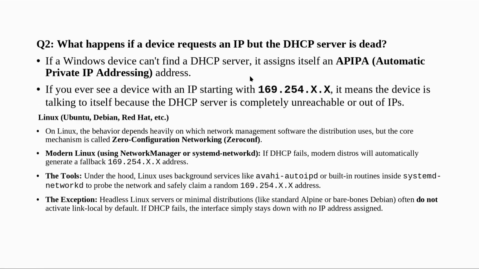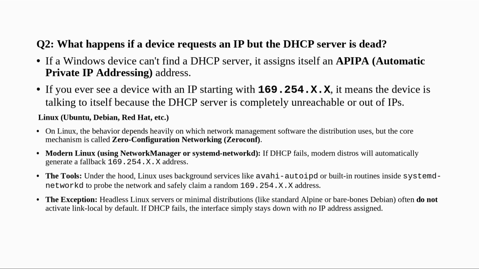Another question is, what happens if a device requests an IP but the DHCP server is dead, right? If a Windows device can't reach a DHCP server, it assigns itself an address, which is known as Automatic Private IP Addressing. If you ever see a device with an IP address starting with 169.254.x.x, it means the device is talking to itself, because the DHCP server is completely unreachable or out of IPs. This doesn't only happen to Windows, it happens to Linux, Android, iOS, any electronic device.